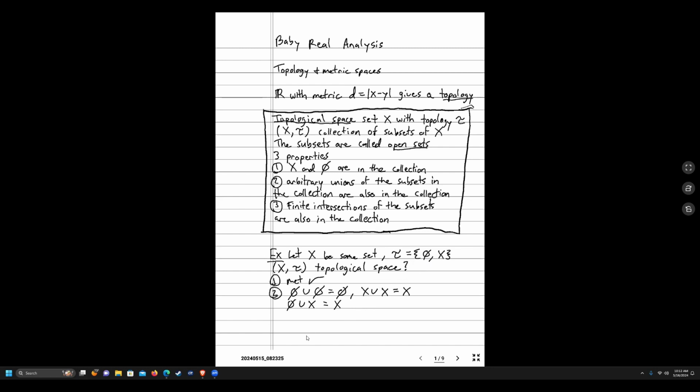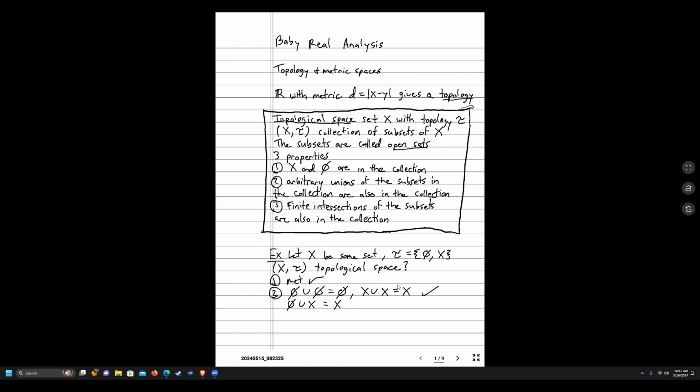So the empty set union with itself is the empty set. X union with itself is X. And anytime you take the union of the empty set with some set, let's say set X, it's going to be that set X. All right, so the second condition is met.